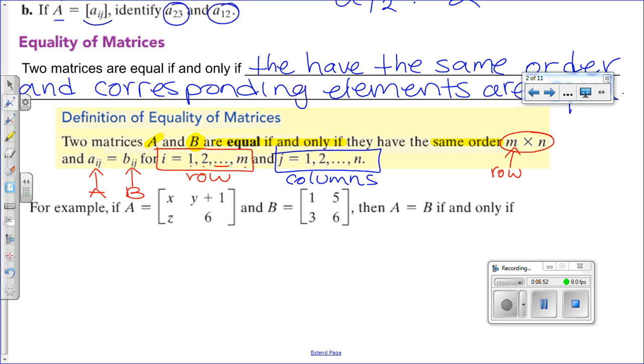And we know that we start with the first column, second column. We don't know how many are in between, but we know the last one is N. And how do I know that? Because we have the dimensions of the matrices.